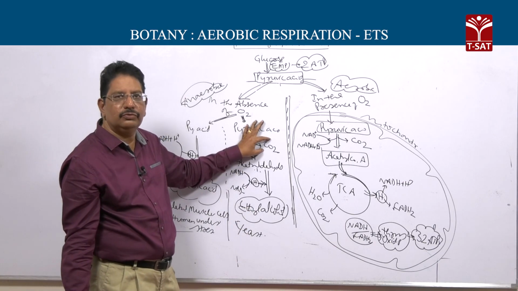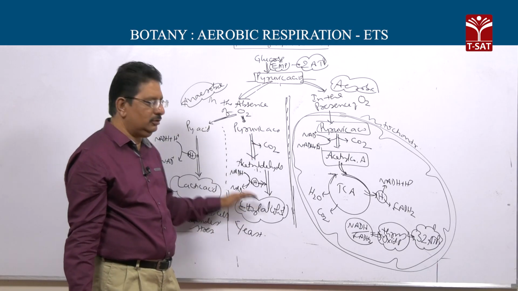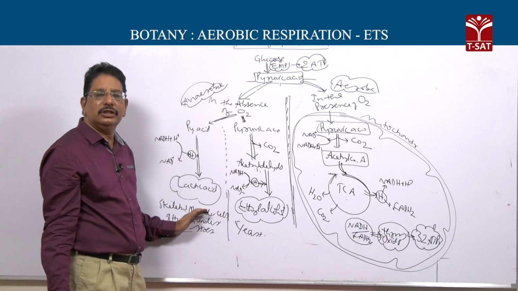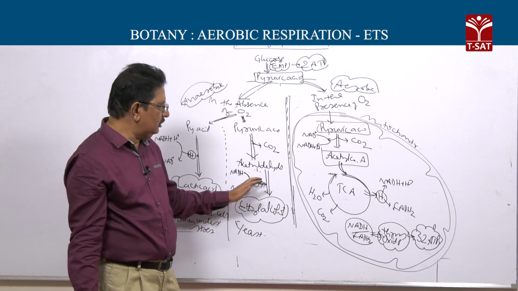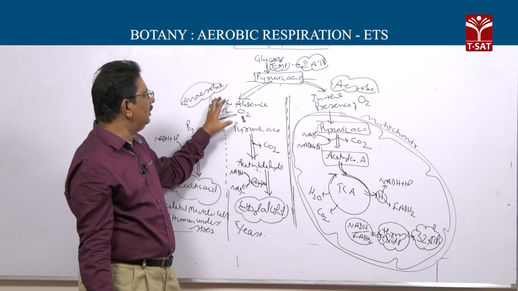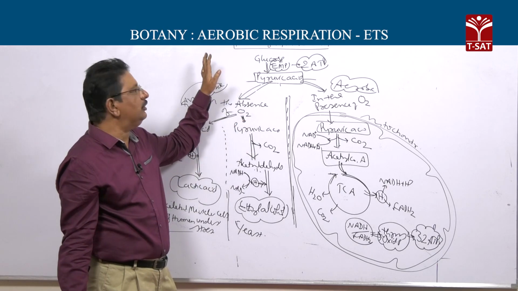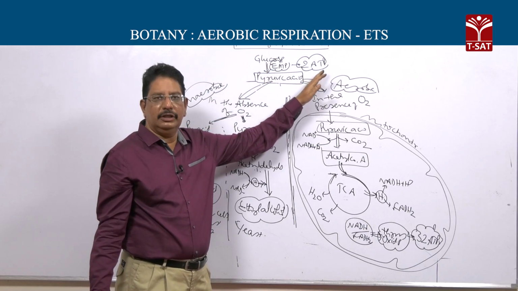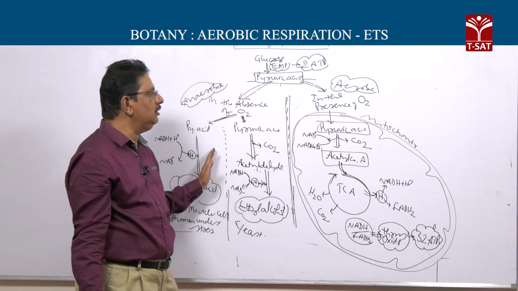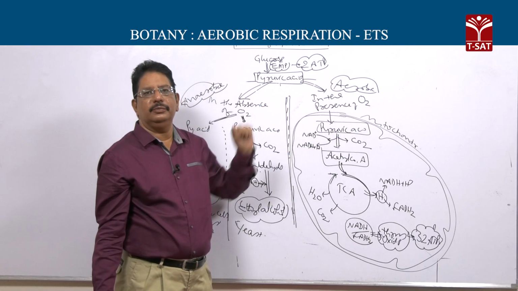So, CO2 is formed, ethyl alcohol is formed, but no ATP in this case. Lactic acid formation does not yield ATP. Ethyl alcohol formation does not yield ATP. So, under anaerobic conditions, whatever energy is present in glucose is trapped only in 2 ATP. So, an anaerobic cell is supposed to be satisfied with only 2 ATP.